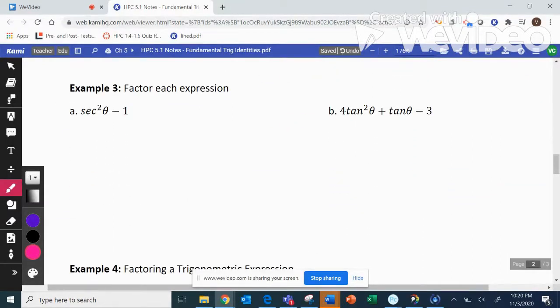Example 3 is factoring the expression. And we've got something squared minus 1. So sometimes you're going to do something called U substitution. U substitution means I'm going to take this letter U and say that U is going to represent secant theta. So right here, if I represent secant theta with U, then I can rewrite this as U squared minus 1. And this is a difference of squares.